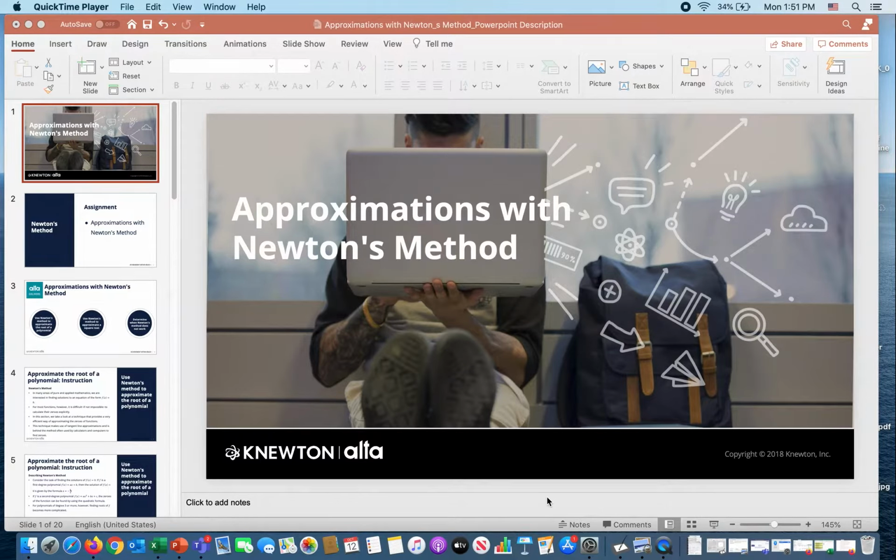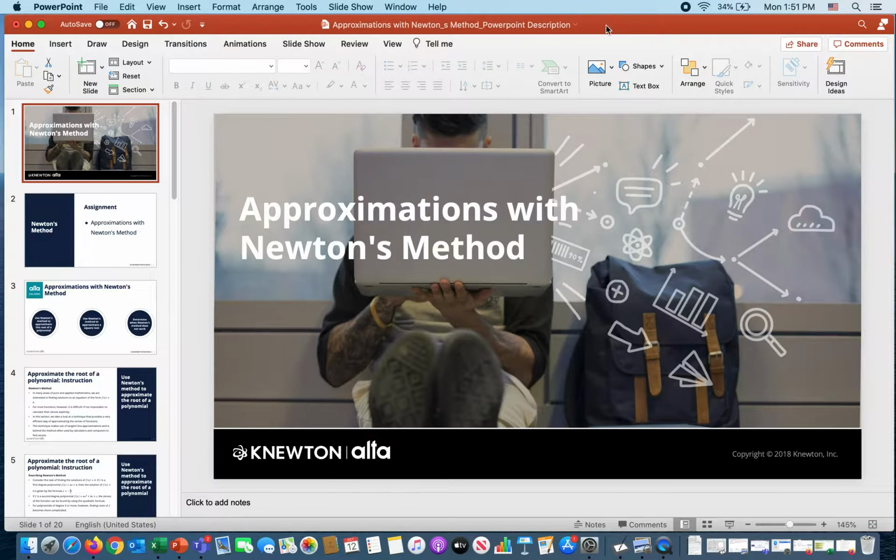So there is another method by which we make approximations, and this one involves Newton's method, which is fairly unique in its method or its approach to doing this.